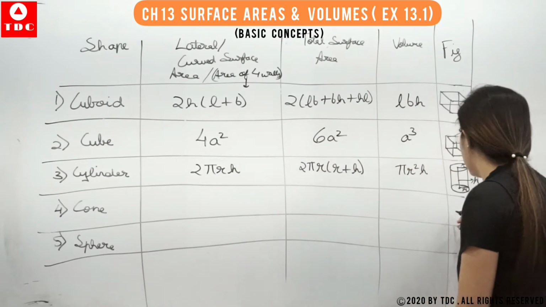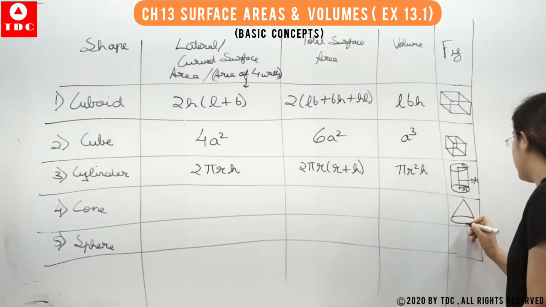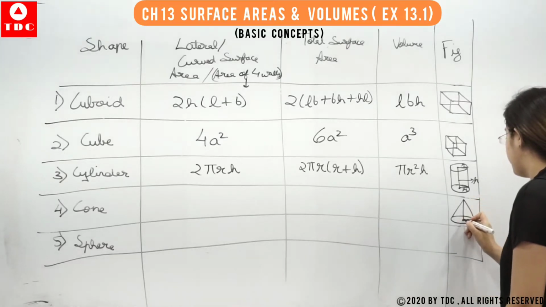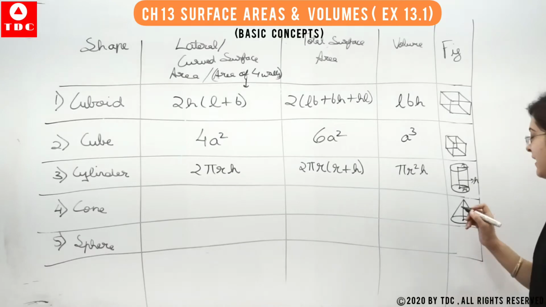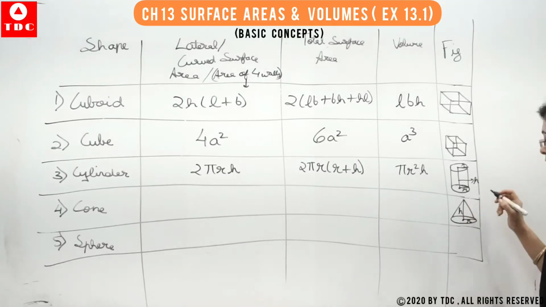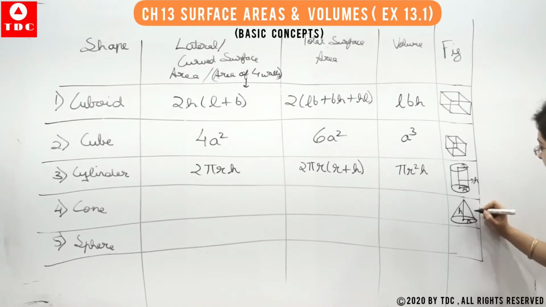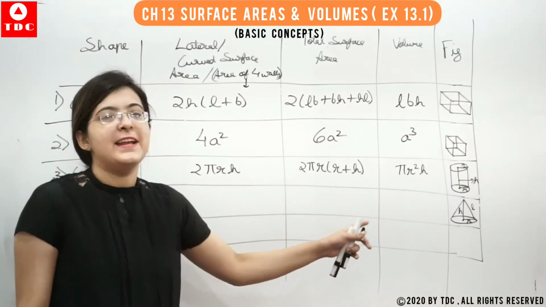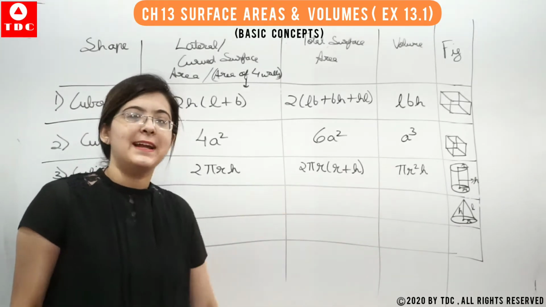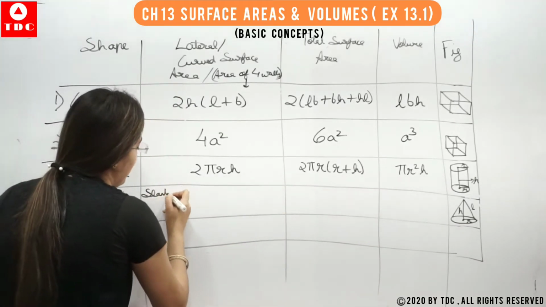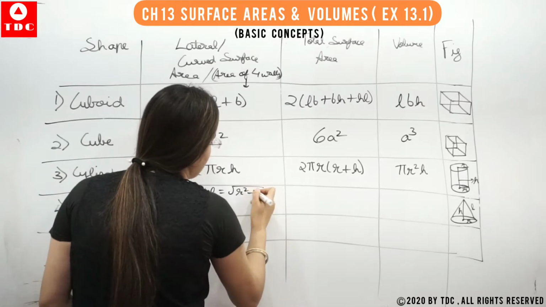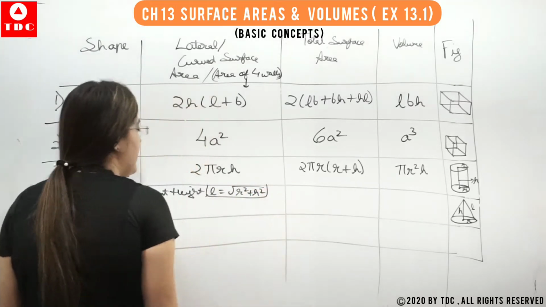Then when we come to the shape of a cone, it is like this. It is a right circular cone, that means the base is circular. This will be the radius r. This will be the height h of the cone. And this side is called l, that is the slant height. For cone, students, we have three parameters: r, h and l. Radius, height and slant height. So what is the formula for slant height l? It is equal to under root of r² plus h². Remember this.